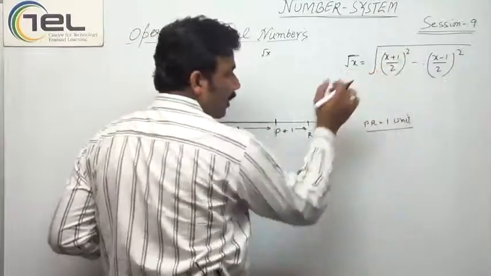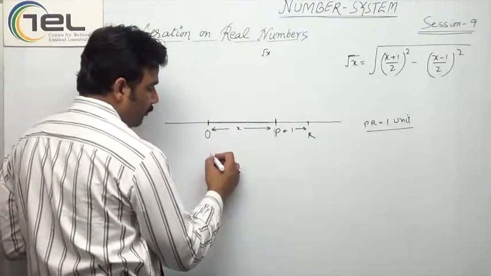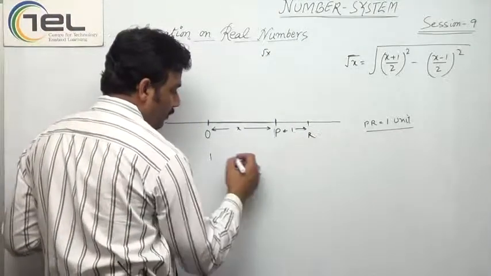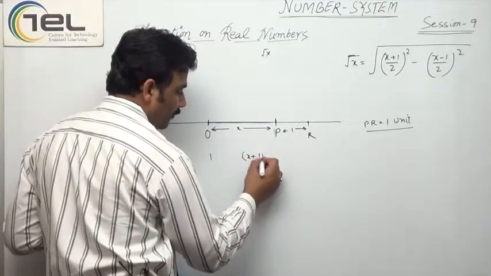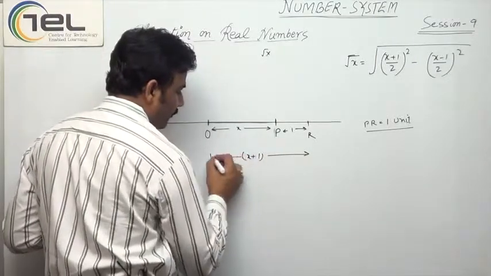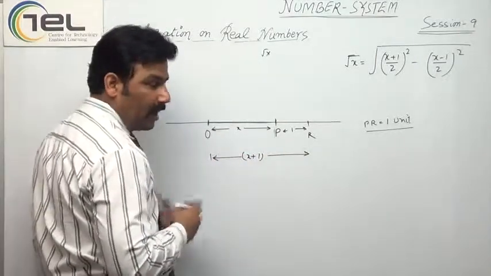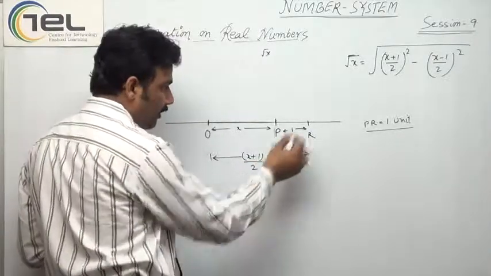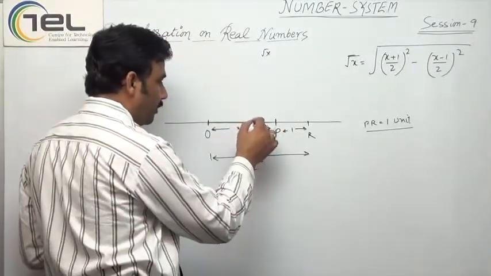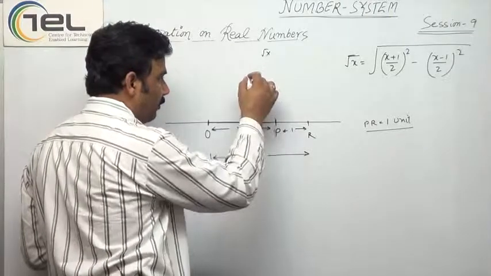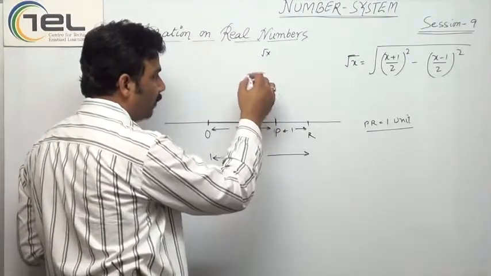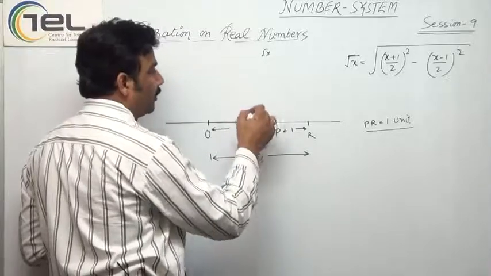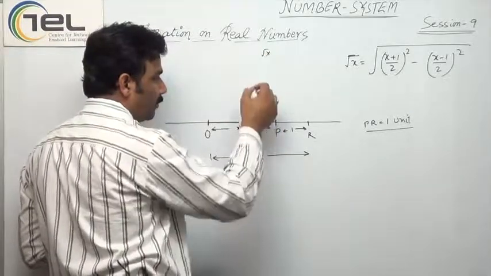I need (x plus 1) half. From here, this is x plus 1. I will take the average of this, half of this, so I will divide it by 2. So I will take the midpoint of them. I can easily mark the midpoints. Whatever the value is, I can mark the midpoint.